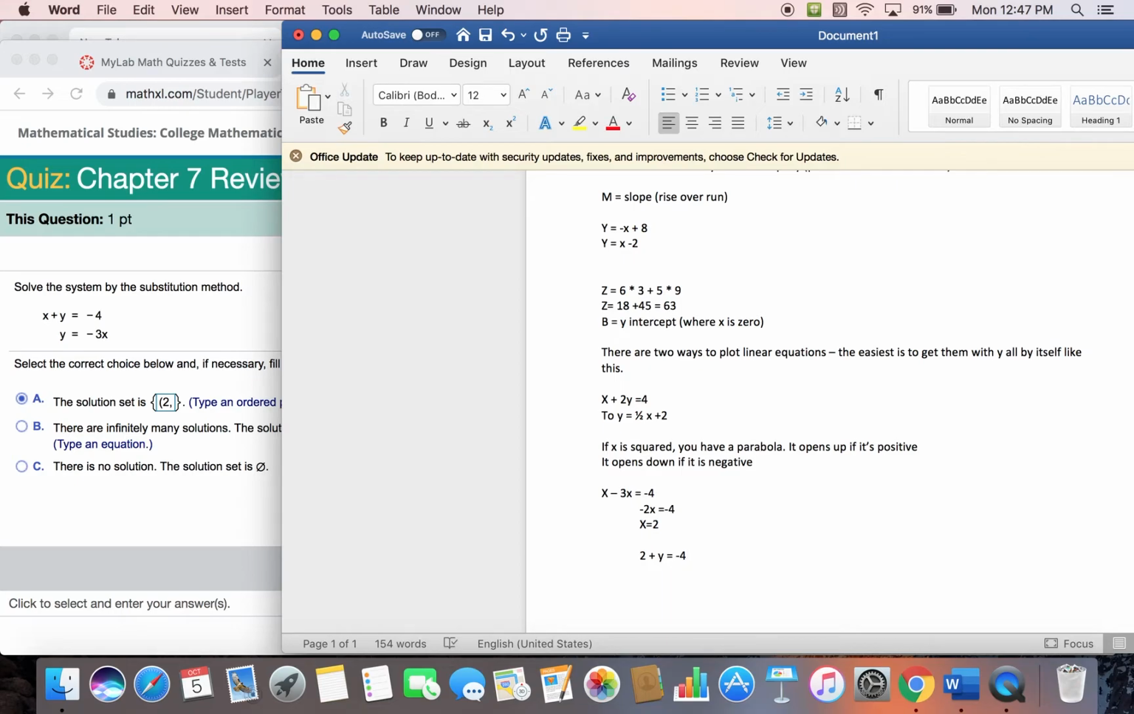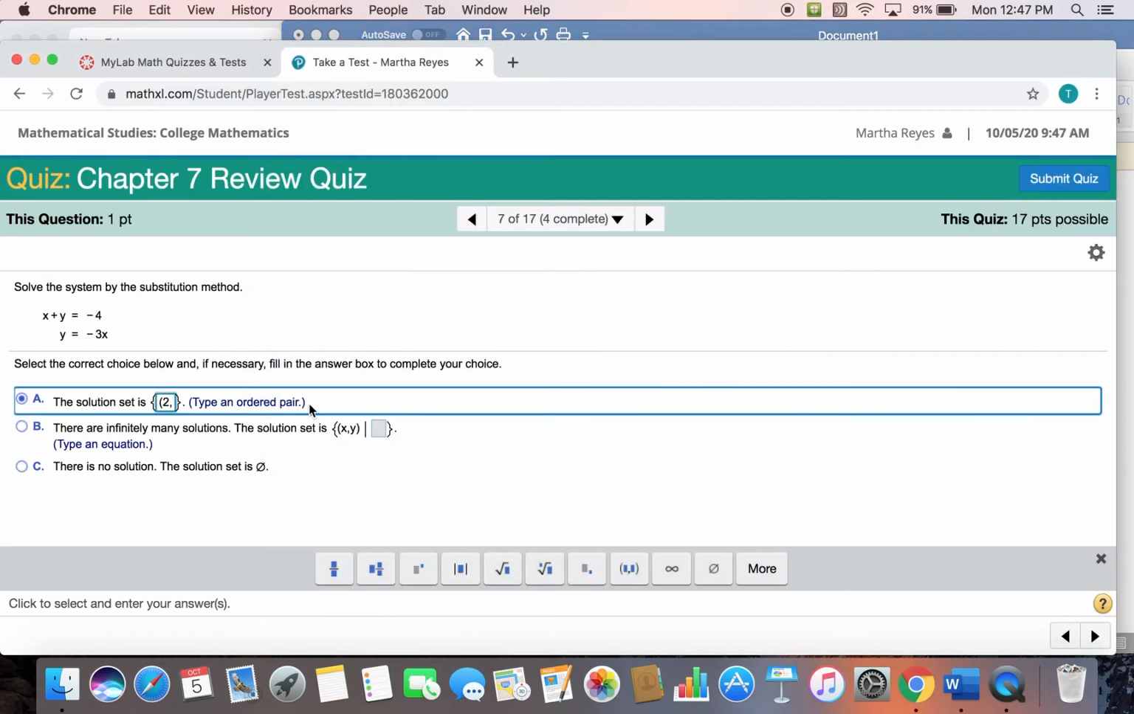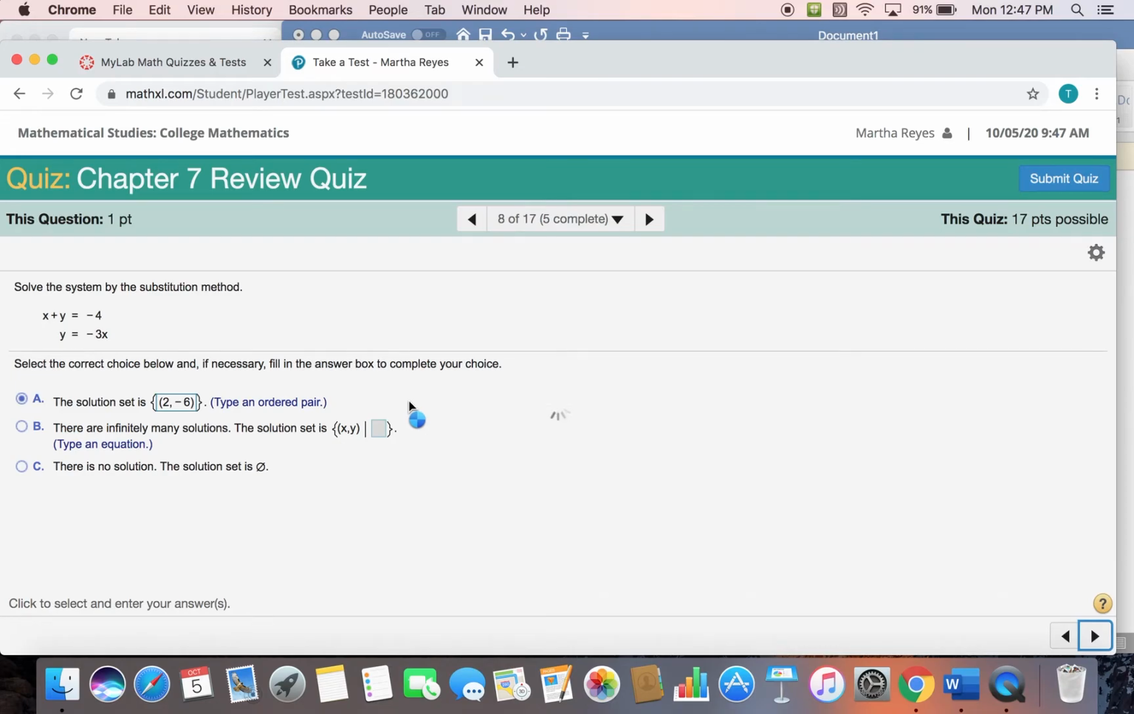When I subtract 2, I get y equals negative 6. And I could verify that by plugging it in the other. 2 times negative 3 is negative 6. Okay, so y is negative 6. So my solution set is 2, negative 6. All right, so let's do up to 10 here, and then I'll probably stop the video.